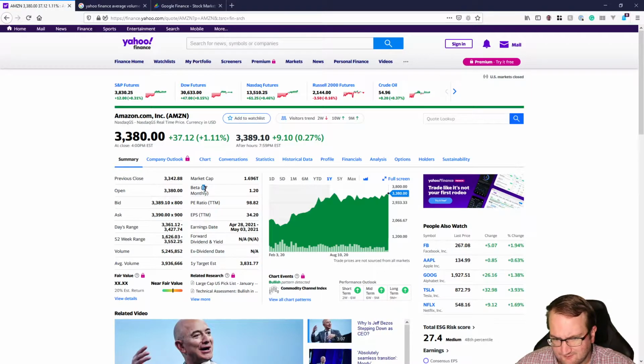Beta, 5-year monthly. A beta value of 1 indicates that whatever the market is doing, going up, going down, whatever the movement of the market, that stock typically moves with the market. A beta over 1 means it has more volatility than the market, and under 1 means that the volatility is typically lower than the market.